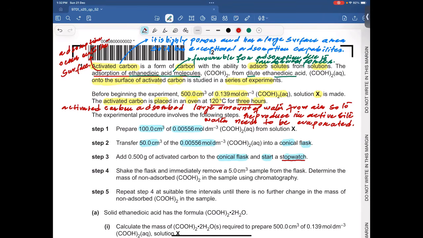Eventually it reaches equilibrium, until no further change in concentration. So that's the whole point. Okay. So why are we using stopwatch? Because it is a time dependent process.